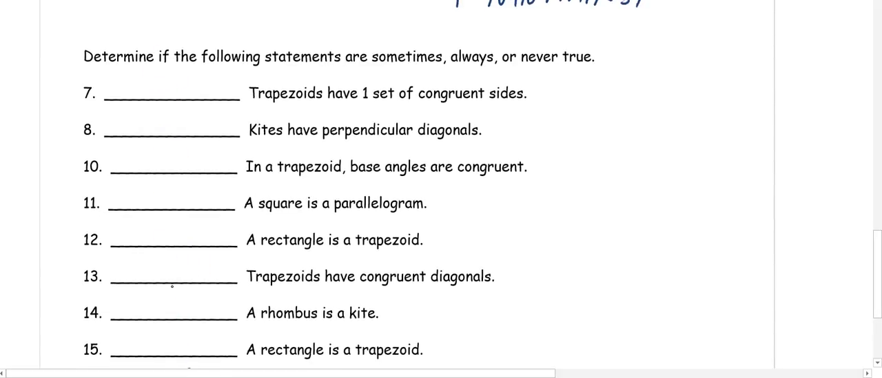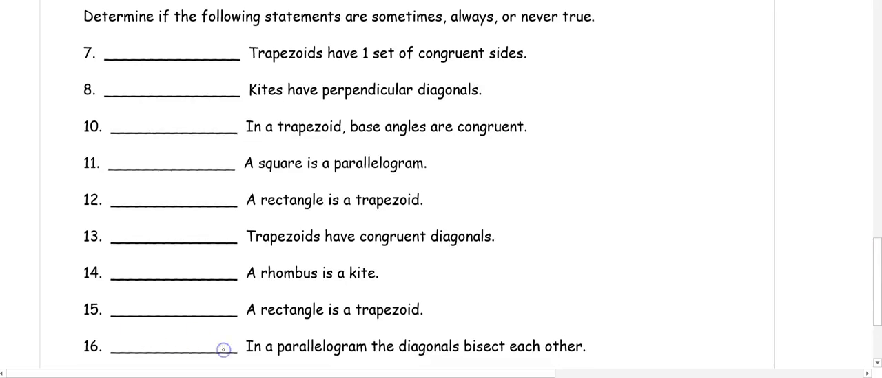Determine the following statements are sometimes, always, or never true. So sometimes means that it could happen in some shapes but not happen in others. It always means that that statement's always true, so like a property of a shape. And never true means that it's either not a property of the shape or 2 different shapes that have no type of relationship between each other.